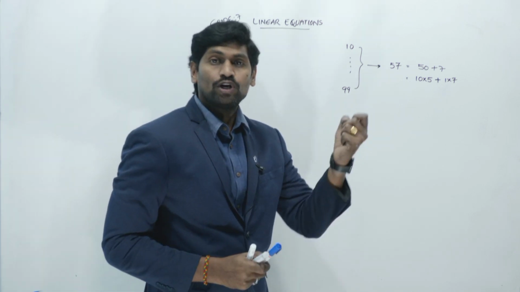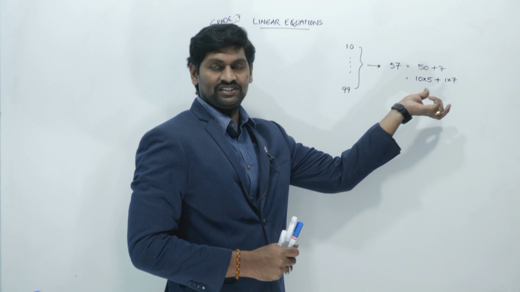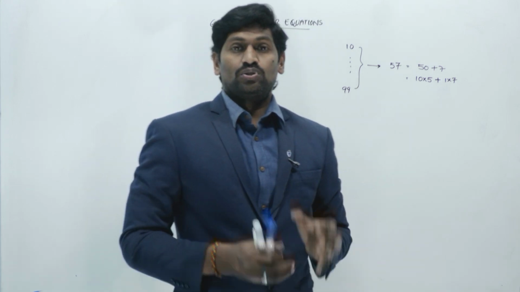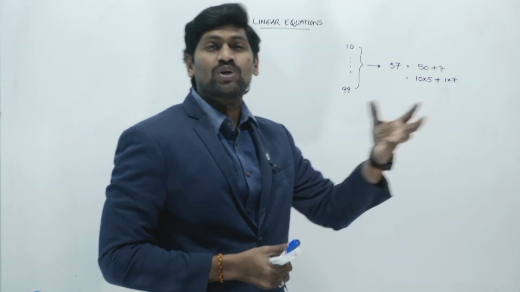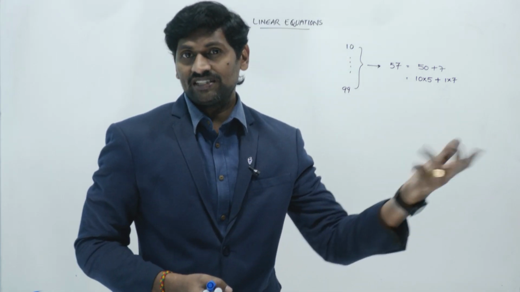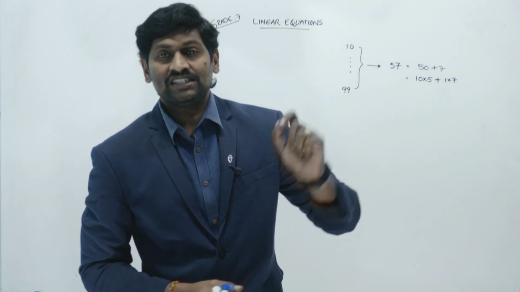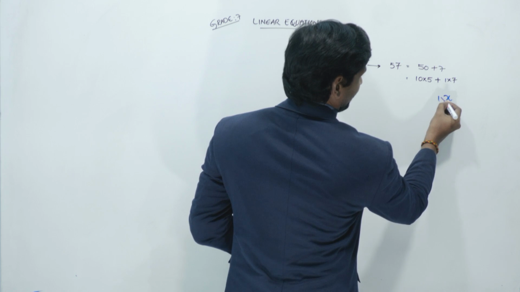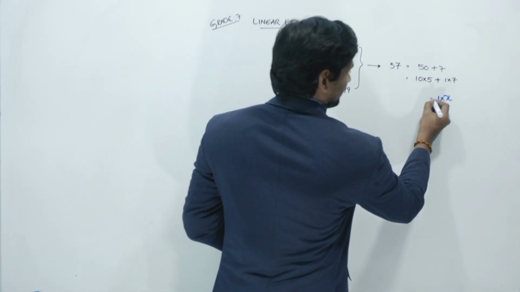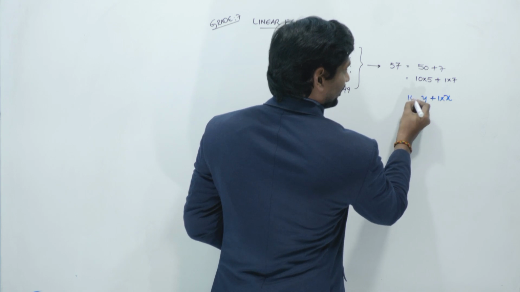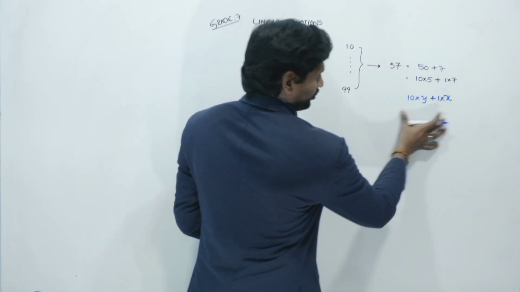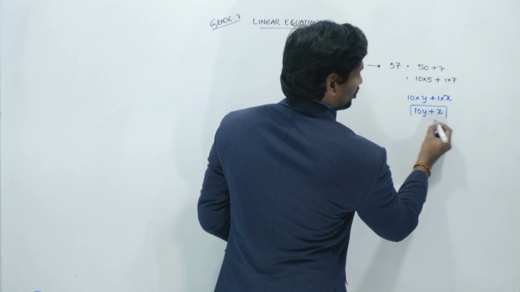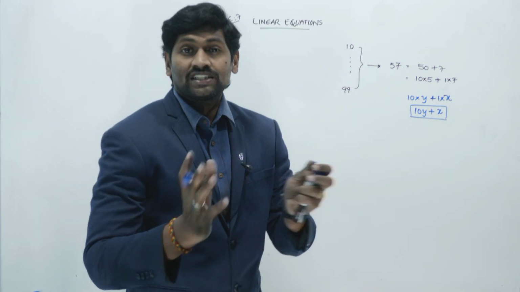57 in expanded form, we usually write as 10 into the tens place digit plus 1 into the units place digit. So two unknown digits are there. To represent them, we take the units place digit as x and the tens place digit as y. We can write 1 into x plus 10 into y. Simply, 10y plus x will be the two-digit number.